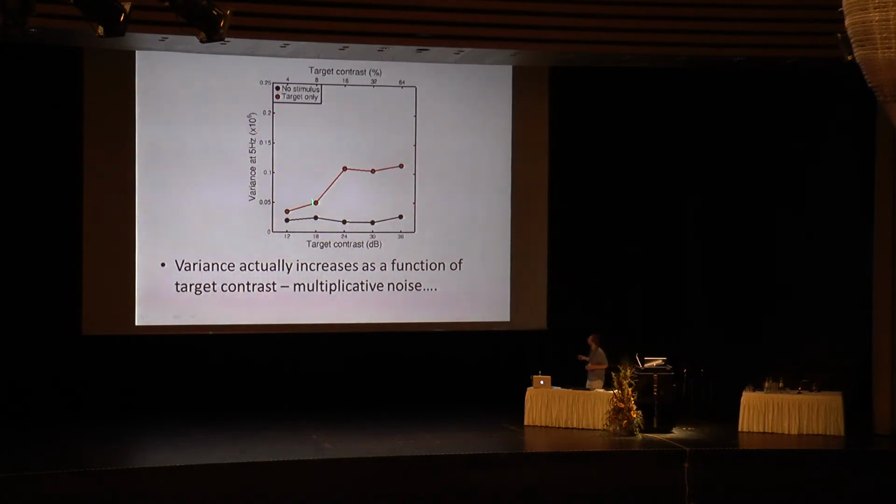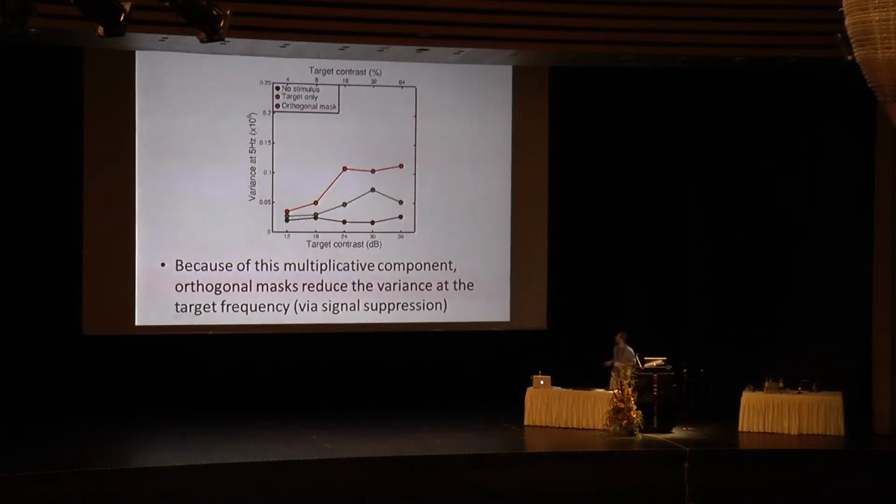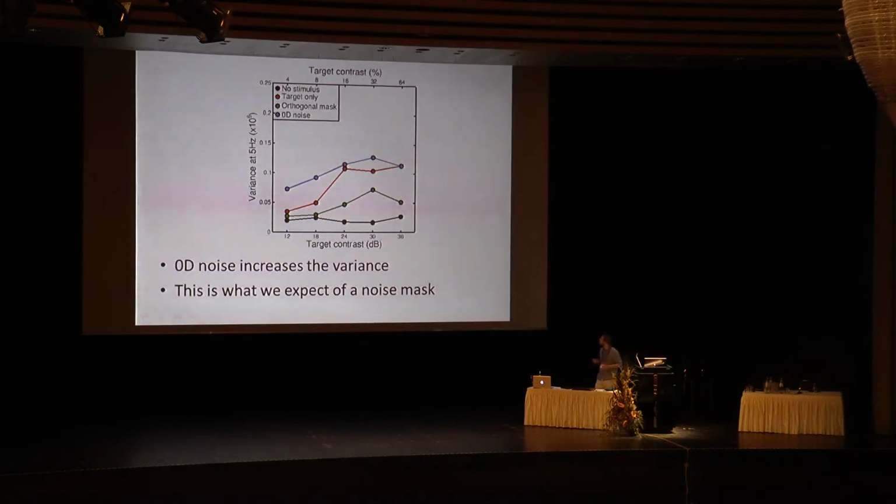Because of this signal-dependent noise, when we add an orthogonal mask, which suppresses our target response, the variance actually goes down. So the orthogonal mask reduces the variance of the response to the signal. Our zero-dimensional noise increases the variance, and that's what we would expect of a noise mask, because what we're doing here is, trial to trial, physically changing the target contrast. So it'd be pretty weird if the variance didn't go up in this condition. But that's what we expect to see for a noise mask, because the whole point of noise masking is that it operates by increasing the variance within the detection channel.